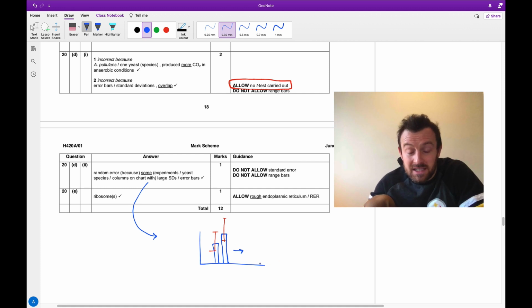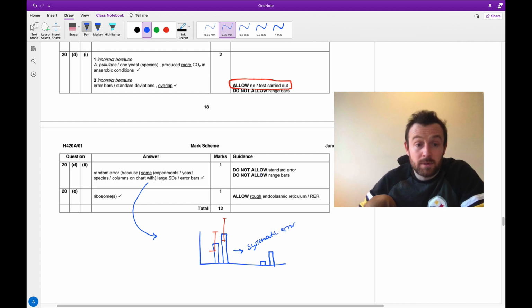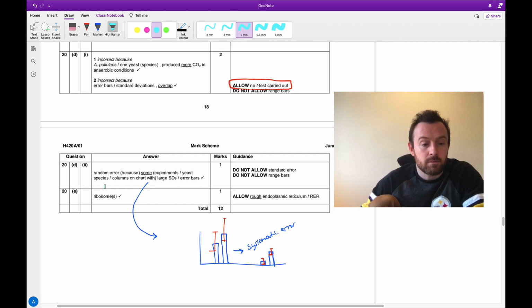So let's say the systematic error made the bars look shorter, then the bars would be kind of like that. So this would be a systematic error. And potentially on the system with a systematic error, we could have quite low error bars, but each average figure would be dropped by a systematic amount. Whereas with large error bars like this, it implies random error.